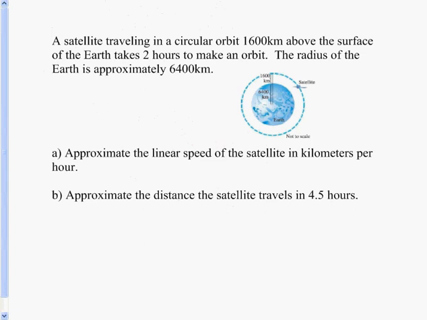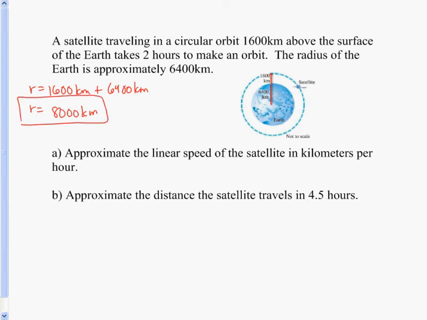Page number 5, problem number 4, whatever number we're on. You have a satellite traveling in a circular orbit 1,600 kilometers above the surface of the Earth. It takes 2 hours to make one orbit. The radius of the Earth is approximately 6,400 kilometers. And so they've drawn you a picture. What you need to realize looking at this is that your radius for this whole deal is this whole distance. So right off the bat, your radius is going to be the 1,600 kilometers plus the 6,400 kilometers. So the radius we're working for is 8,000 kilometers.